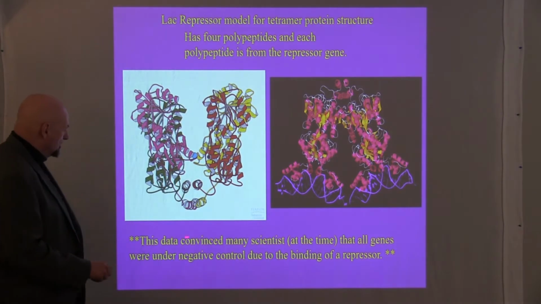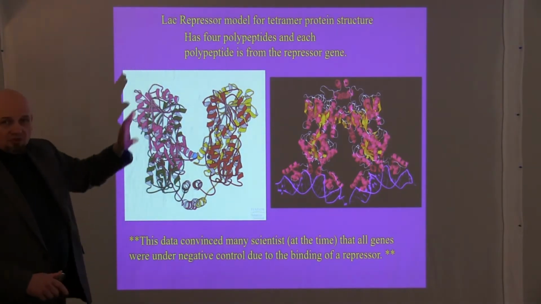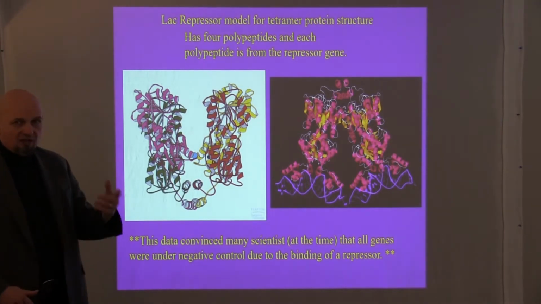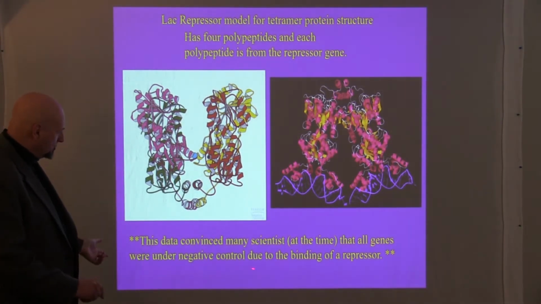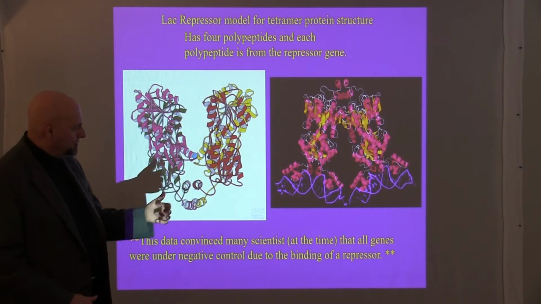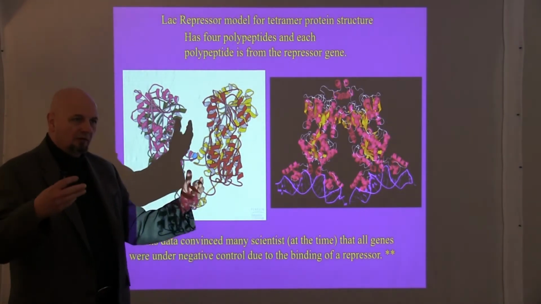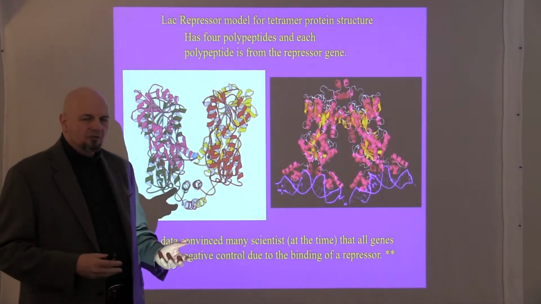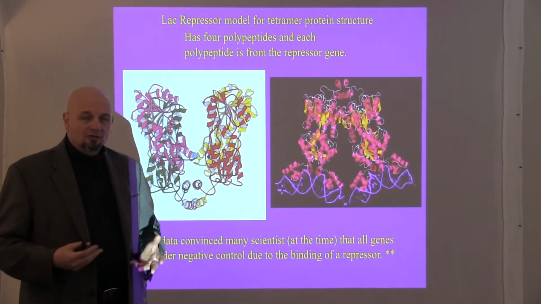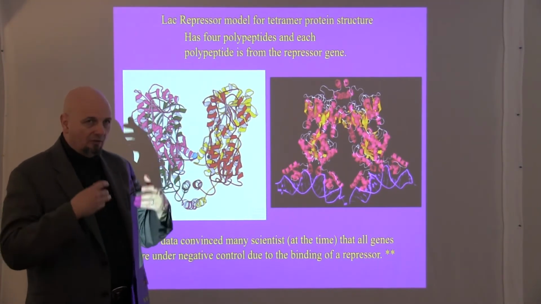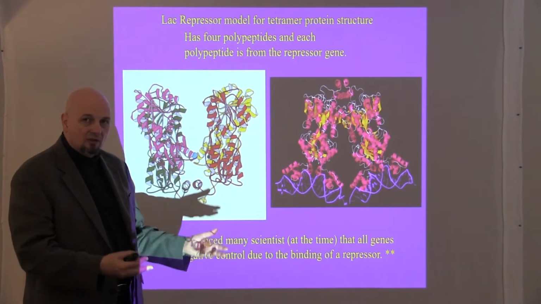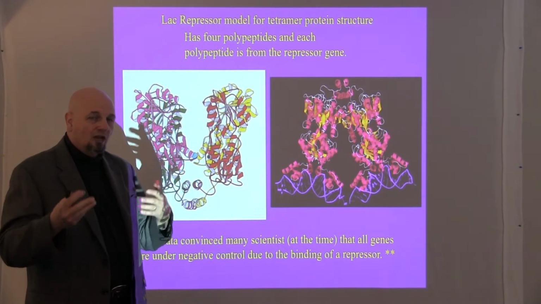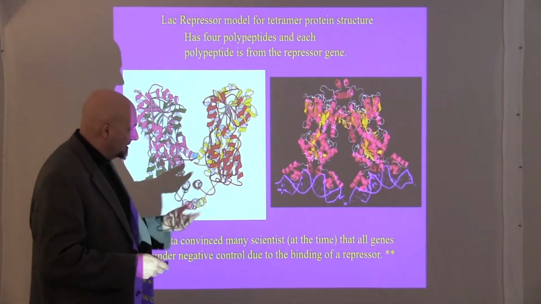All right. So this data that was presented by Jacob and Monod pretty much convinced most scientists at the time that all genes were under negative control due to the binding of repressor. Well, that's kind of a big jump. That always kind of happens in science, but what we've learned in science is to never say never. You cannot say that it's only this. There's always a possibility because life has a tendency to change things, okay? So keep that in mind.